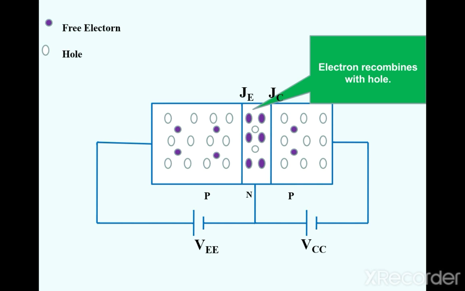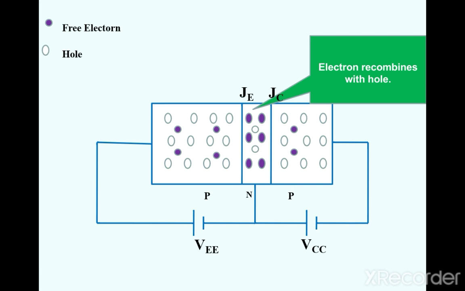The electron recombines with a hole in between the junctions, in the base region. In P-type, the majority carriers are holes only, and in N-type the majority carriers are electrons. On this side again P exists, which means the collector is also P-type material, and its majority carriers are holes only.